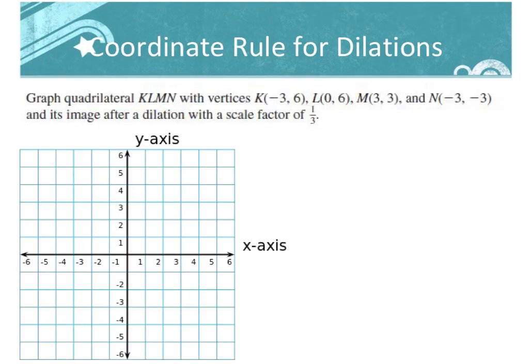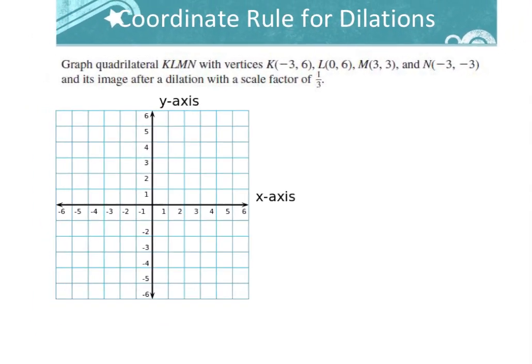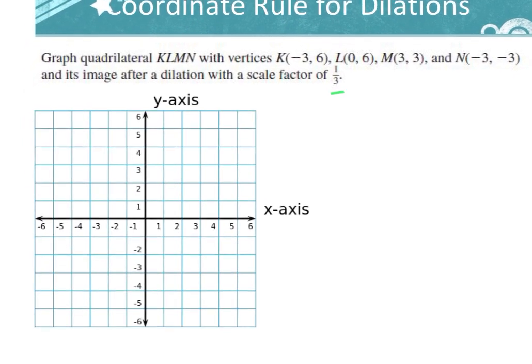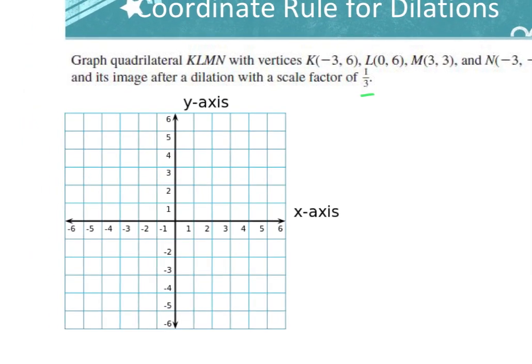Good job. Okay, let's do another dilation, but in this case, we're using a scale factor of 1/3. So our image is actually going to shrink, okay? Let's plot the points. K is at -3, 6. It's up here.